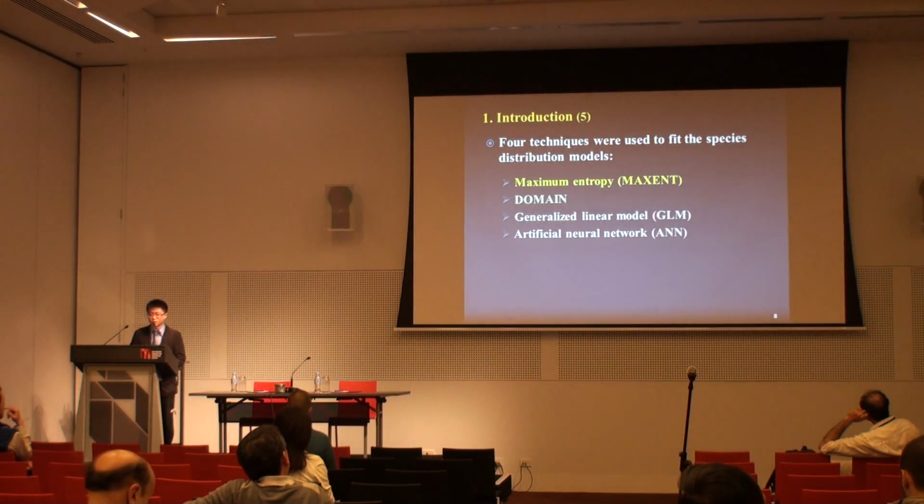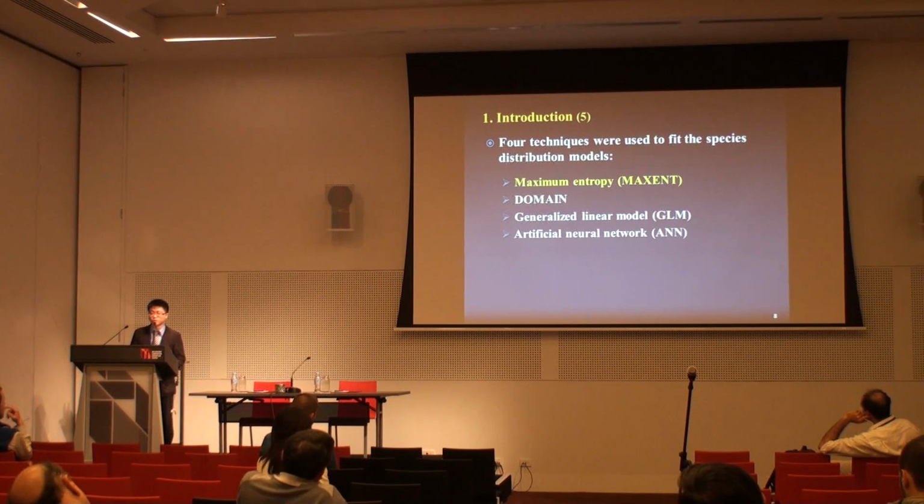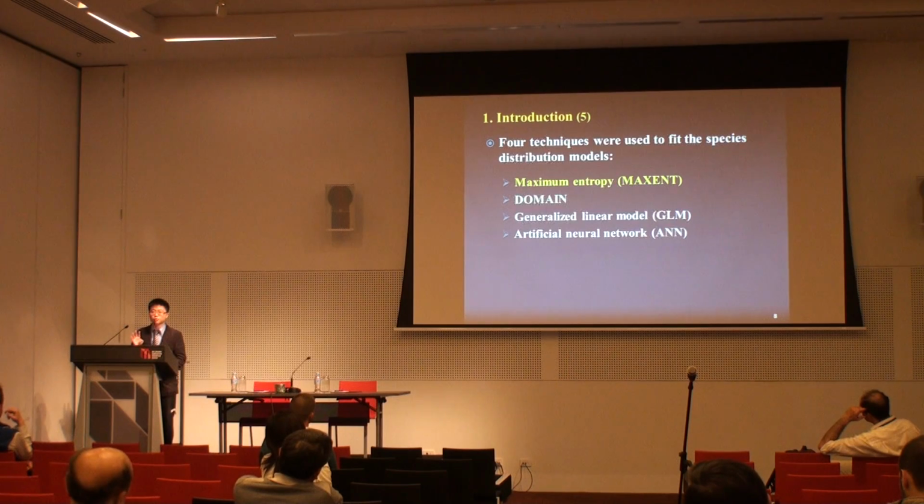For the model, we chose maximum entropy in this study because it's a promising new method from recent publications. We also use Domain, the generalized linear model, and the artificial neural network as the basis for comparison. In brief, we use the full model to predict the potential habitat of Chinese Gordonia trees.